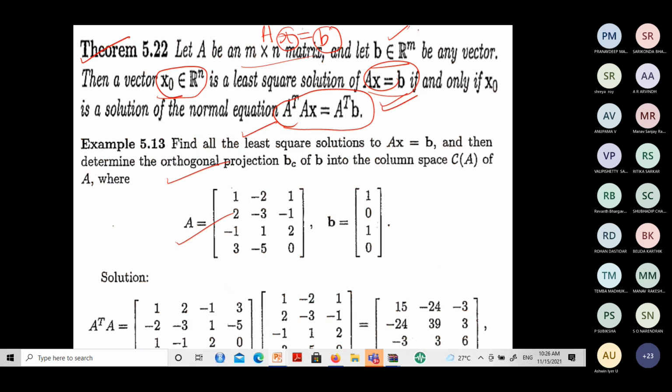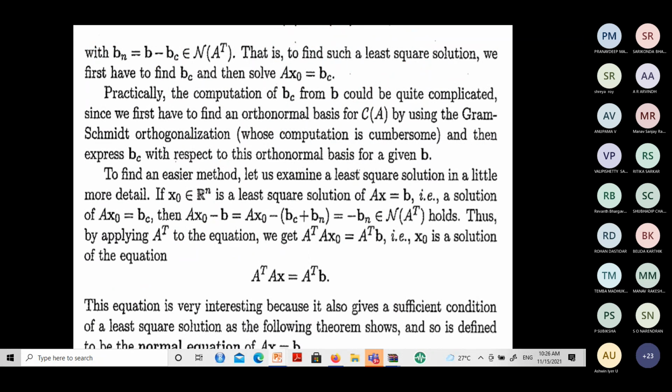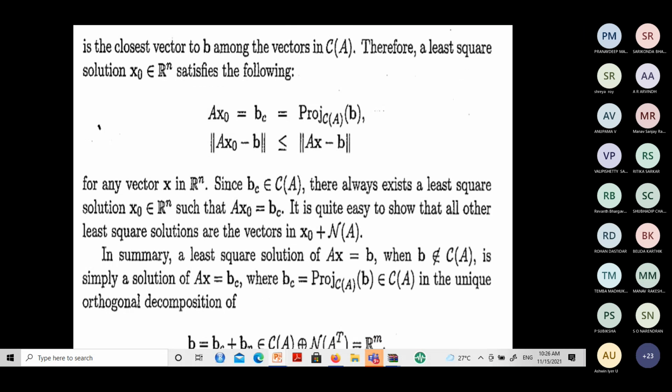What is the second part? Find the orthogonal projection BC of B. Okay, I'll tell you what that is. It is simply AX0 here. Can you see here? This is the orthogonal projection, right? Why are we finding the orthogonal projection?